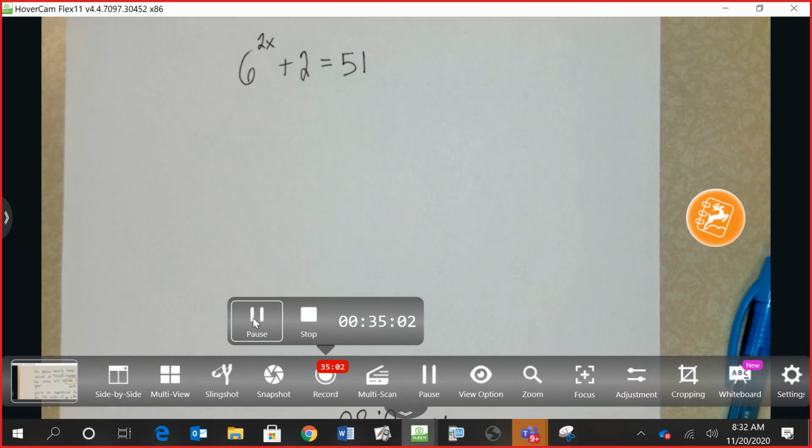I'm going to have everyone try this on your own. Please write down 6 raised to the 2x plus 2 equals 51. Please begin on your own. I will solve this at the same time you are, but I will do it without explaining my answer. So if you're somebody who's struggling, you can just watch. But the goal is for everybody to be trying it on your own at this time.